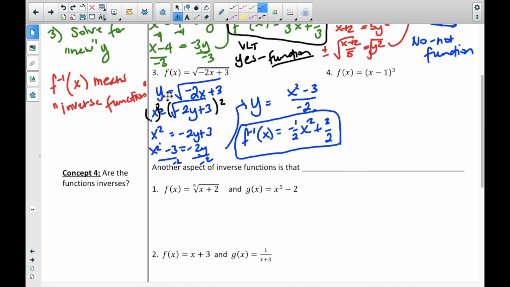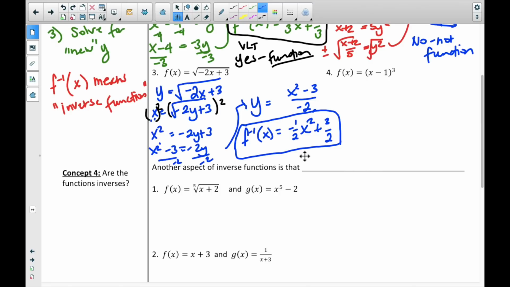We called f of x y, and then we switched our x with our y. Then, since it's a square root, we squared both sides. So now we have x squared. We're trying to isolate y. So I'm going to subtract my 3, and I'm going to divide by negative 2, and I end up with this. I do want to call that f negative 1 of x. I don't want you to leave it as a y. Go ahead and change it to f negative 1 of x. But the second step you don't really have to do, but I think it helps to see what it is.